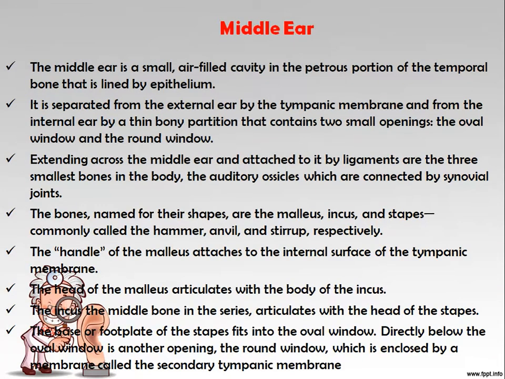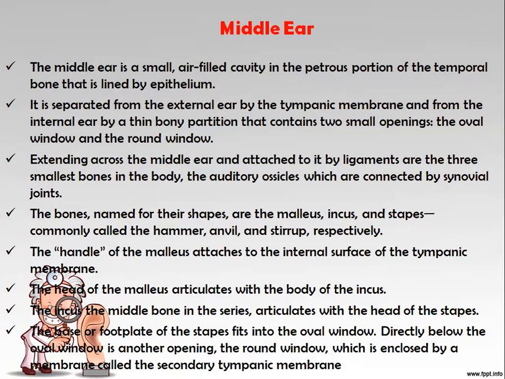Next one is the middle ear. The middle ear is a small, air-filled cavity in the petrous portion of the temporal bone that is lined by epithelium. It is separated from the external ear by the tympanic membrane and from the internal ear by a thin bony partition that contains two small openings. One is the oval window and the second one is the round window.